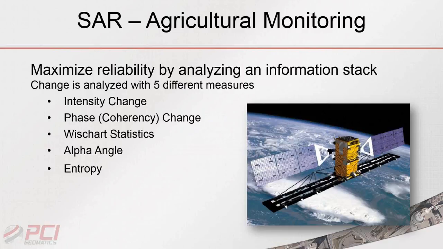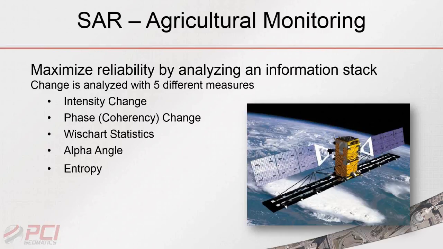We can also look at the Wishart statistics. This is essentially a way to do a similar approach to a maximum likelihood classification. So we can compare multiple dates using Wishart statistics. This particular approach of classifying polarimetric data is suited to SAR imagery because of its non-Gaussian distribution, or less Gaussian distribution, as compared to optical data. We can look at alpha angle. So alpha angle helps us determine the orientation of the target with respect to the sensor.